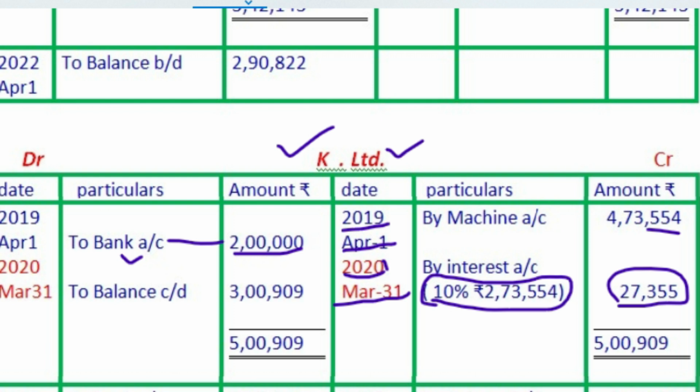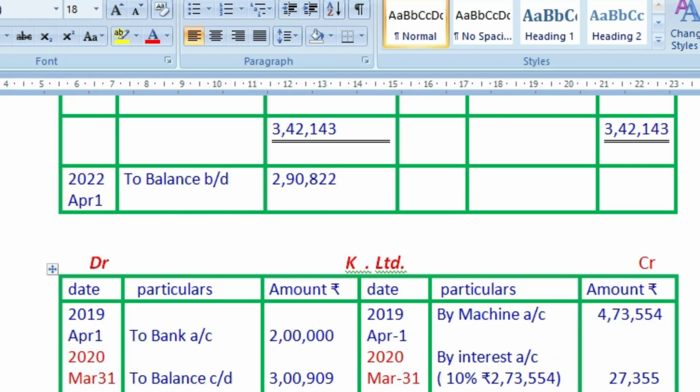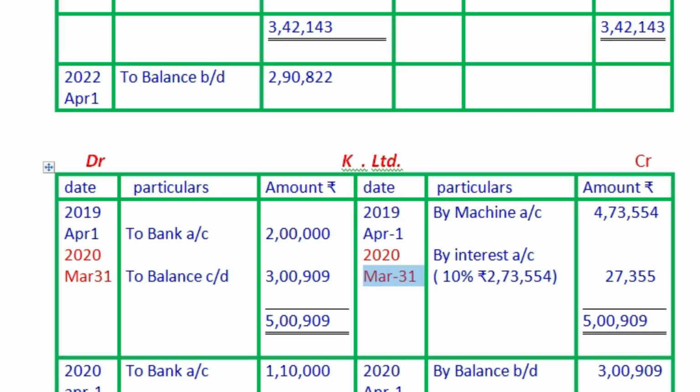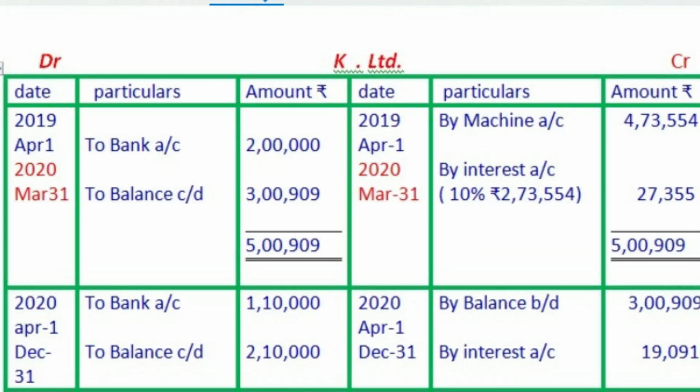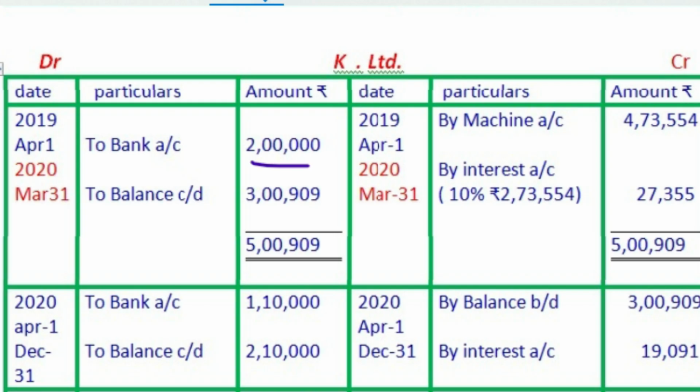Now the first installment is 1,10,000, but it is given in the question that the installment amount is paid on the first day of next year. The first installment will be paid on the first day of next year. So this is the March 31st ending, and the first day of next year is here 2020 April 1. On this date the first installment 1,10,000 is payable. Understood?